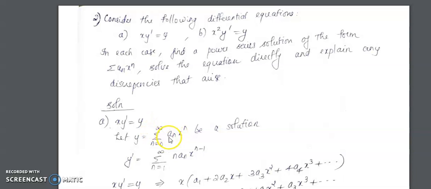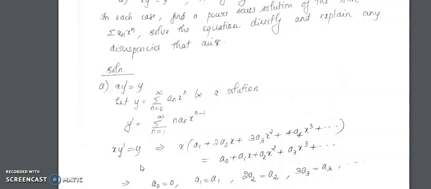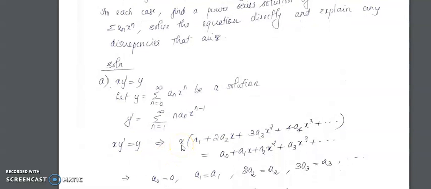So our solution is of the form summation a n x raised to n. Therefore y dash will be summation n equal to 1 to infinity n a n x raised to n minus 1. Now substitute y and y dash here. Upon substituting you will get x into a1 plus 2a 2x plus 3a 3x square plus 4a 4x cube plus etc. That will be equal to a0 plus a1x plus a2x square plus etc.